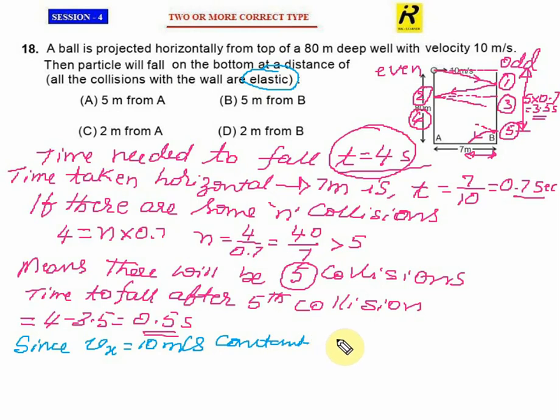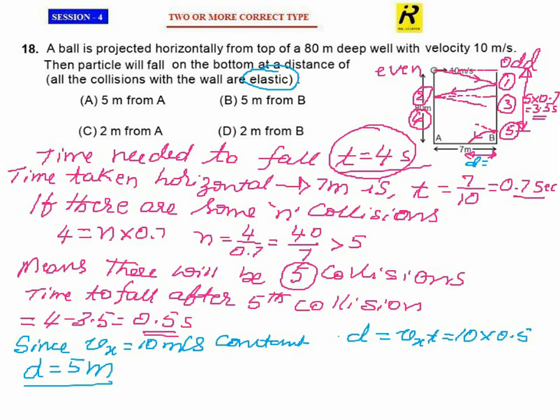So that means what I have to do is, the displacement, if I say this is d, so that d is equal to Vx into t. So this is 10 into 0.5. That means d is equal to 5 meters.